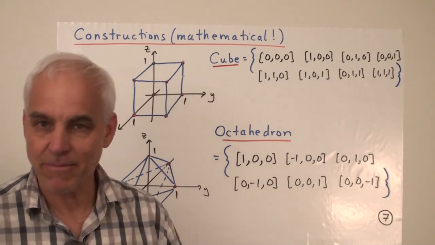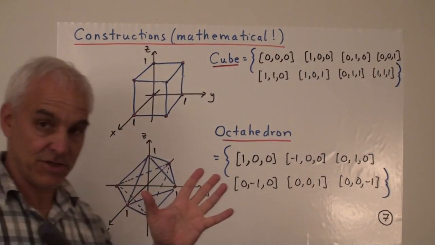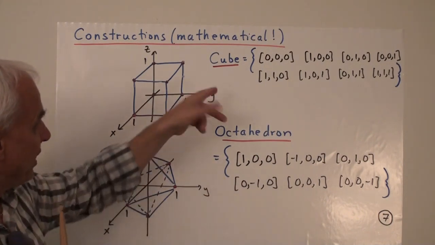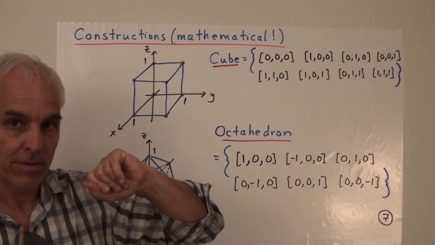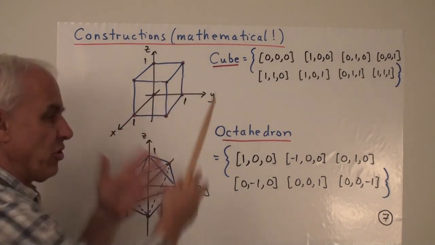Alright, so let's talk about mathematical constructions of these objects. Not physical constructions, but mathematical constructions. The easiest one is probably the cube, because we've drawn it enough times, we know exactly where it should be.